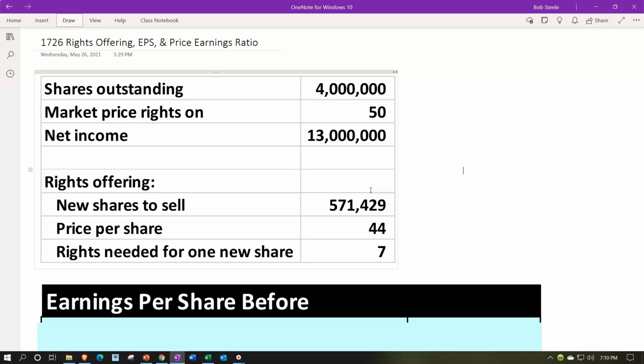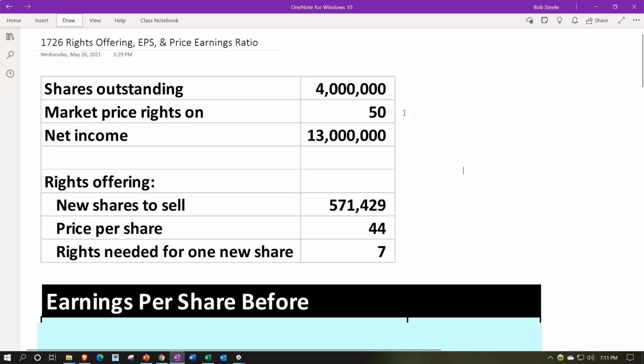Now we want to look at the earnings per share calculation, which compares to a performance number like the income statement, and the price earnings ratio. So we're going to imagine here we have 4 million shares outstanding. Market price rights on is going to be 50, kind of like the market price before the rights offering in essence. Then the net income, the performance measure, we're assuming 13 million. They're going to have a rights offering, and we assume that the shares to be sold are 571,429 at the discounted price of $44 in the rights offering. So the 44 instead of the 50.